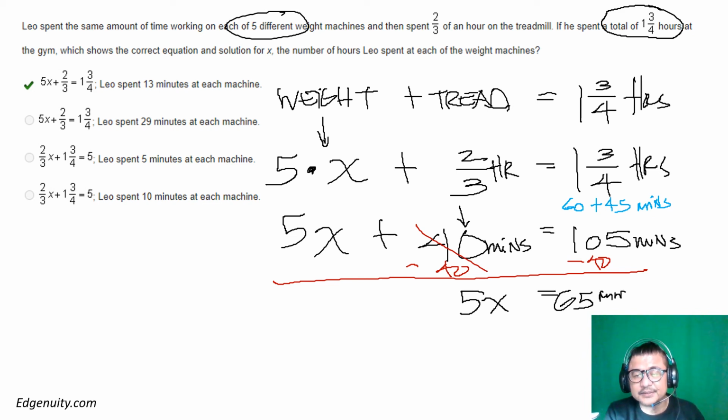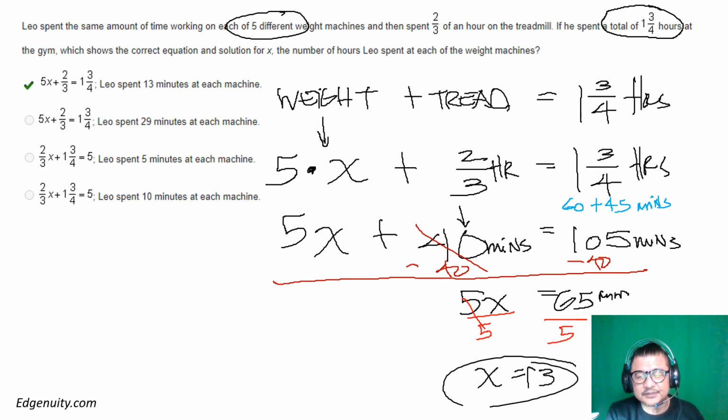65 minutes. Okay, next step. I need to get rid of the times 5. Divide by 5 on the left, divide by 5 on the right. That cancels out. X is equal to 65 divided by 5 is 13 minutes. So there's 13 minutes, and that's our equation. This is the correct answer.